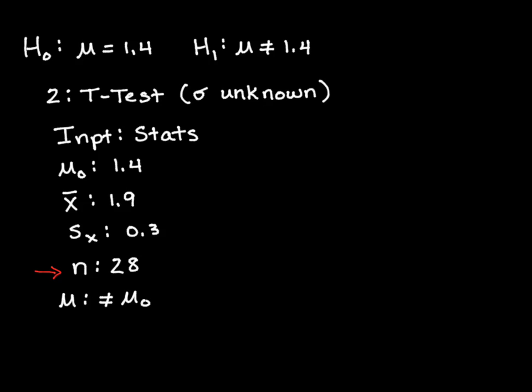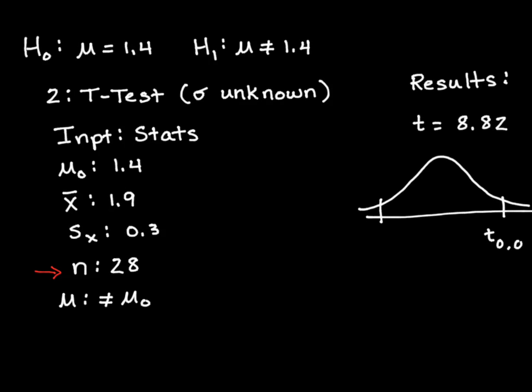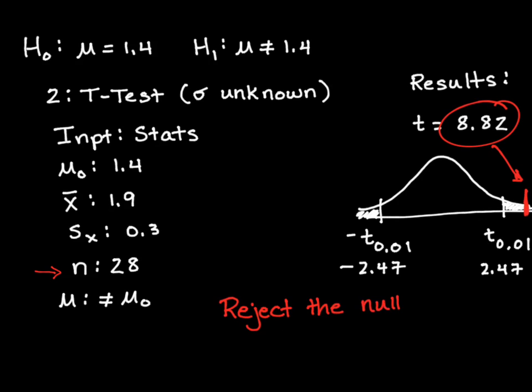So we'll choose calculator draw on that. And when we do, our results are that the test statistic is 8.82, and that is falling way far into the right-hand tail, so we are going to reject the null hypothesis in this particular case. That makes a lot of sense, because if the average person is jumping 1.9 meters when we were saying 1.4, that seems like a really significant difference. So that does make sense.